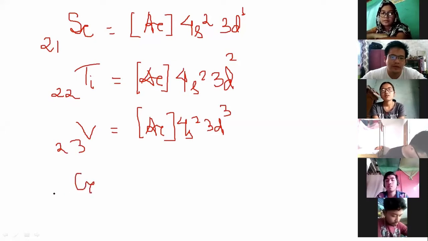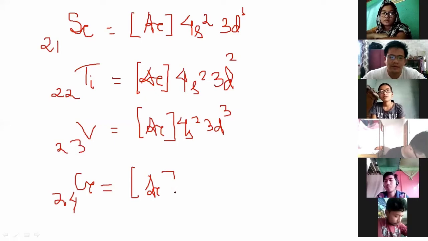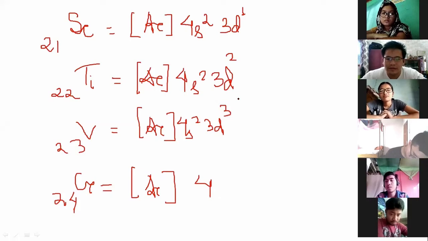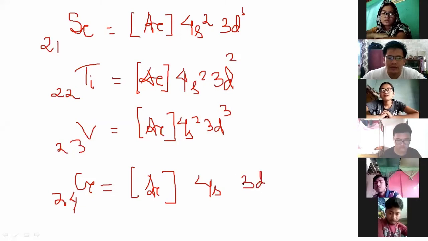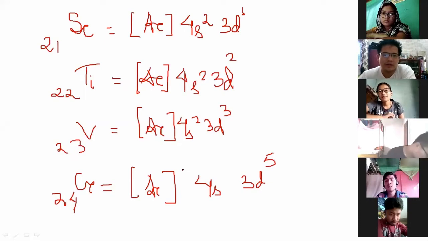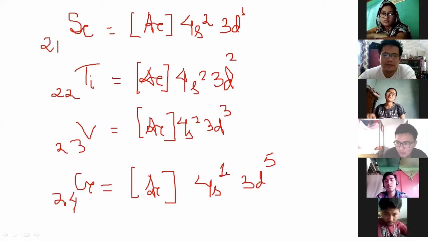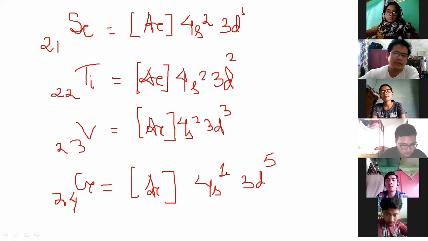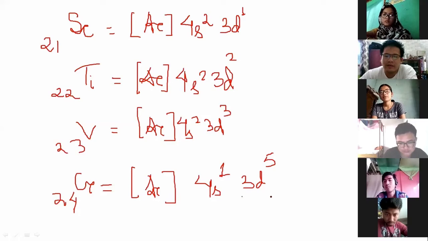Chromium. What is the atomic number of chromium? 24. The configuration is argon, 4s, and 3d5. 4s has one electron, so 4s1. Argon has 18, and 4s1 makes 19. Why am I not writing 4s2 3d4? Half-filled orbital is stable and is preferred.